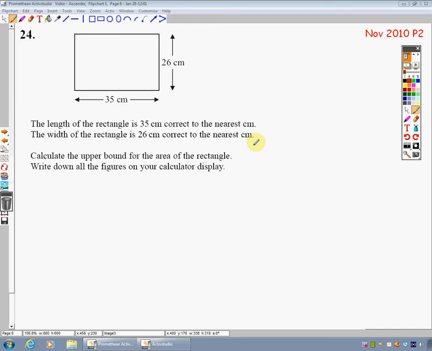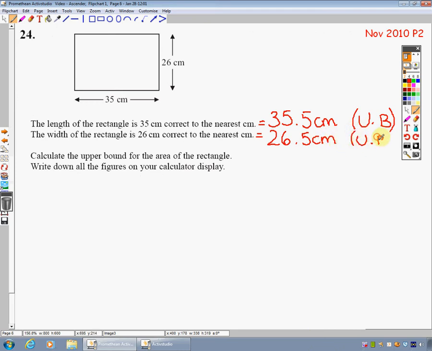The upper bound of the length is going to be 35.5 centimetres. That is the upper bound. And then for the width, it's going to be 26.5 centimetres. That's the upper bound again. It says calculate the upper bound for the area. Area is just length times width for a rectangle.